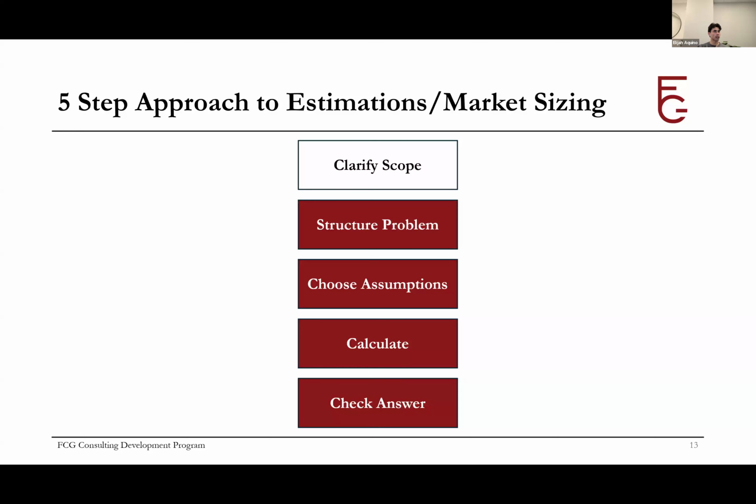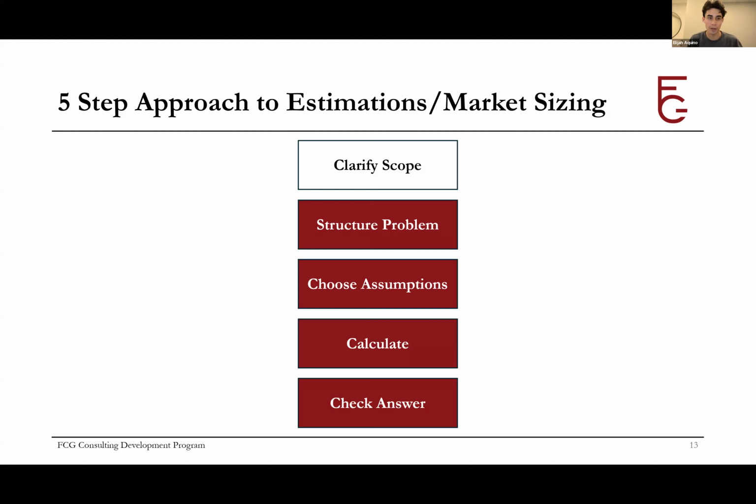Awesome. So I'm just going to walk through what I did, and then from there we'll go into the live case, and then I'll ask you guys what you think. But these are the 5 steps. First, you want to clarify the scope. After that, you want to structure your problem. From there, you want to choose your assumptions, calculate, and do better than I did. And then from there, check your answers.